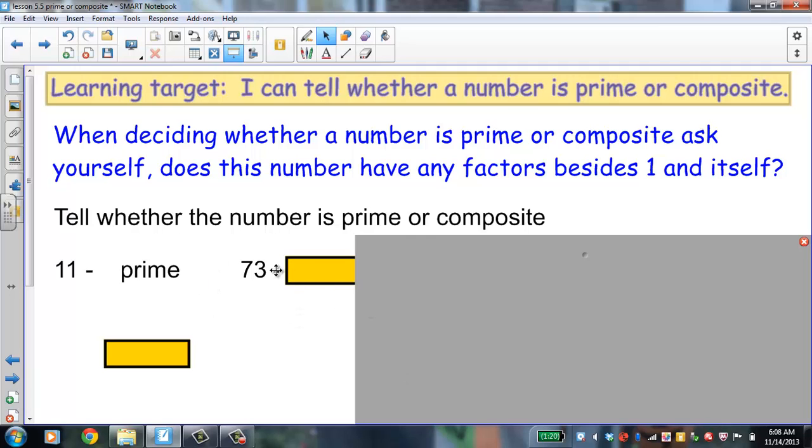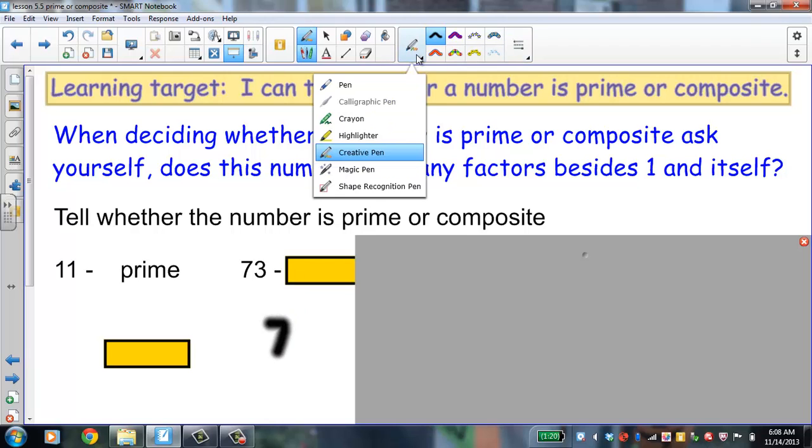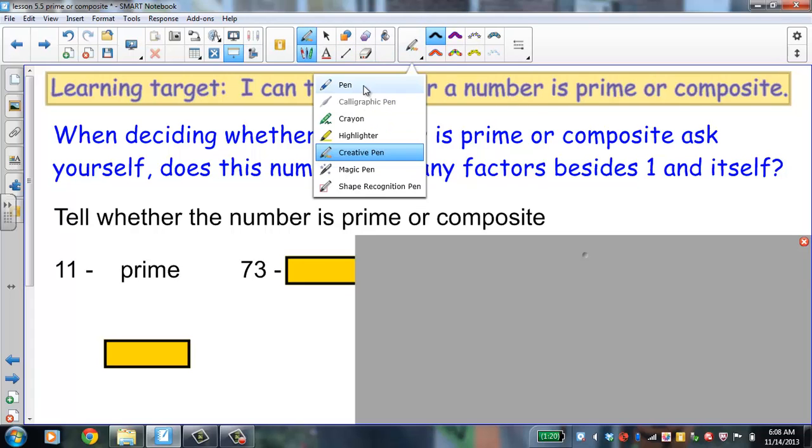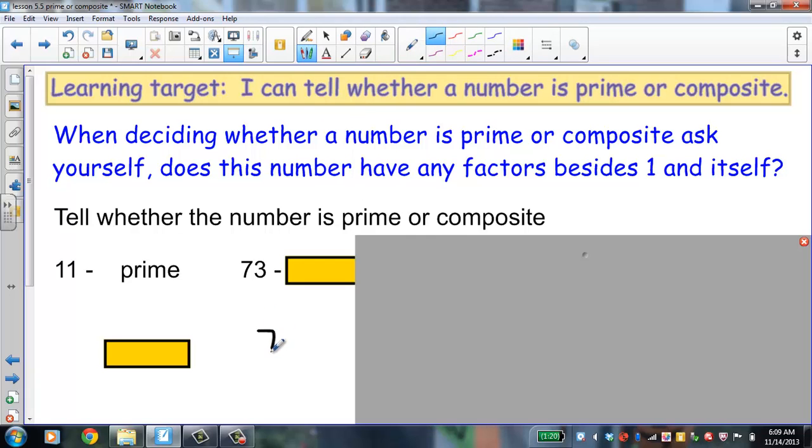Now let's think about 73. Now 73 is a little bit harder, because first of all, I know 73 cannot be divided by 2. Do you know why? Because it's odd, and odd numbers cannot be divided by 2. But I'm thinking to myself, can 73 be divided by 3? So, if I took 73, let's just do a pen. If I took 73 and I divided it by 3, excuse my handwriting, it's hard to do this way.